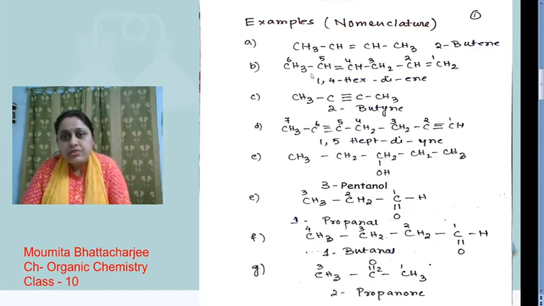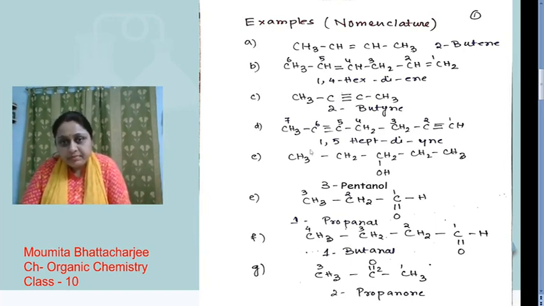Second one, CH3-CH=CH-CH2-CH=CH2. In this compound, we have two double bonds, at the first and fourth positions. We will start counting from this carbon, as if we start from this carbon, we will get the double bonds nearer. That's why first one and fourth one. The main chain is total hex. Two double bonds are there, that's why di. So the name will be 1,4-hexadiene.